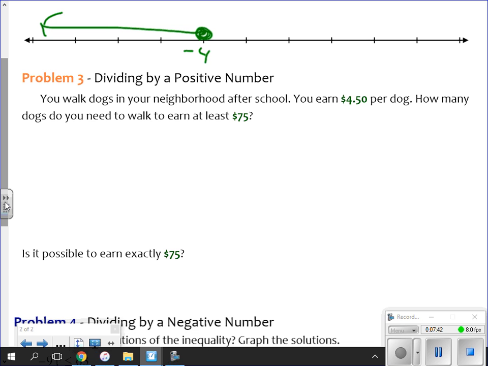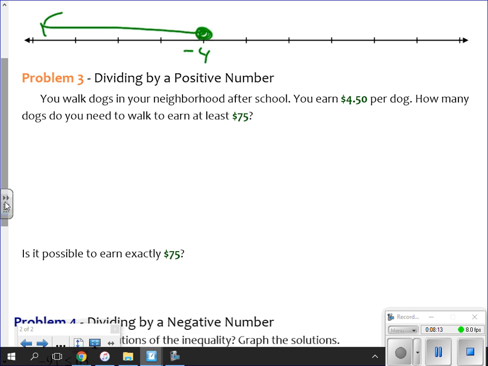Okay. Now, the next one. This is actually not that far off from what you might be doing in life, and I'm sure many of you can figure out what you need to do and how to solve it in your head. You walk dogs in your neighborhood after school. You earn $4.50 per dog. How many dogs do you need to walk to earn at least $75?